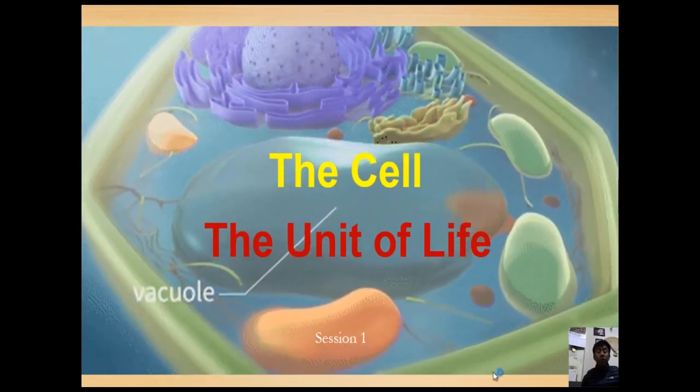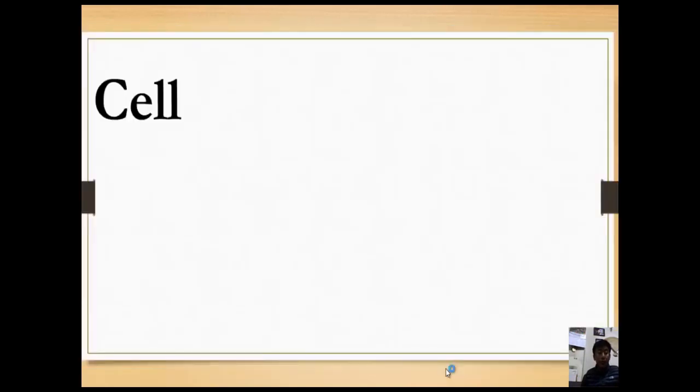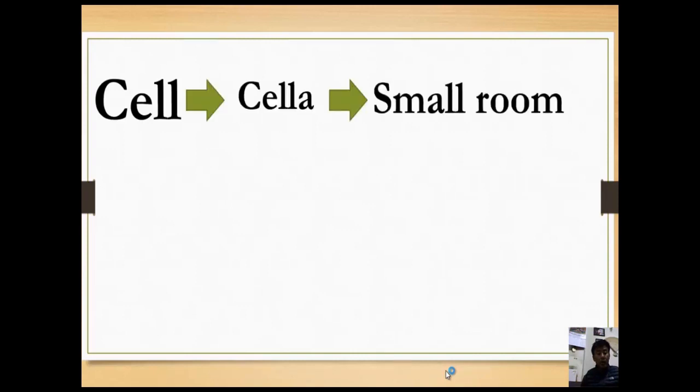So today we are going to talk about cell, the unit of life. The word cell comes from the Latin word cella, and cella means small room. When Robert Hooke discovered cell with his compound microscope, he found small compartments in the cell. These compartments in Latin mean cella. That's why he coined the term cell.